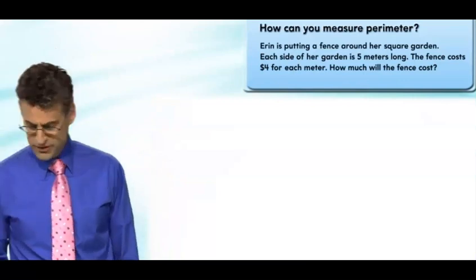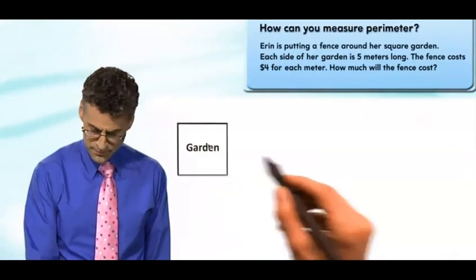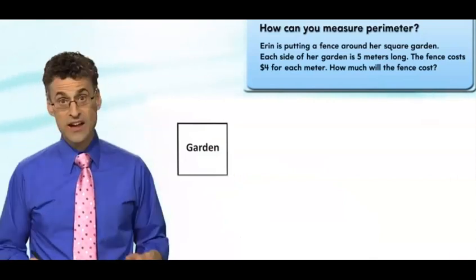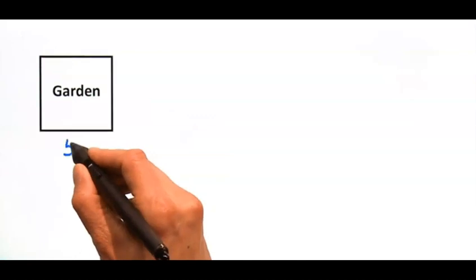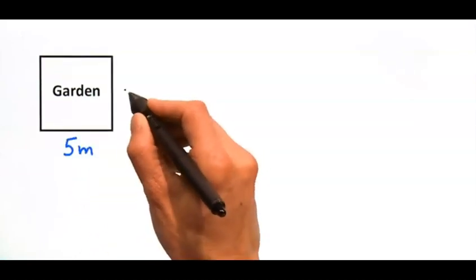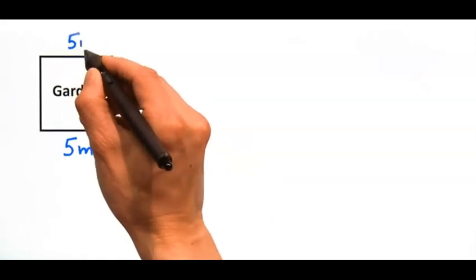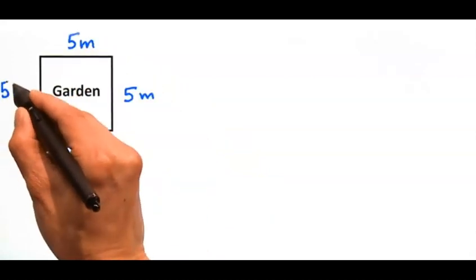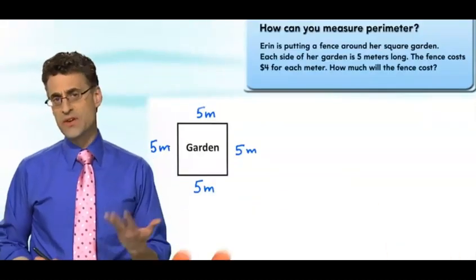Well, one thing to do is to see if we can model it with a little picture. So here's a square garden, and we're told that each side is 5 meters long. If we write that in, that means this side is 5 meters long. M means meters. 5 meters is the length of this side, and at every side, that's what a square means. Every side has the same length, 5 meters. So I can write that like that.